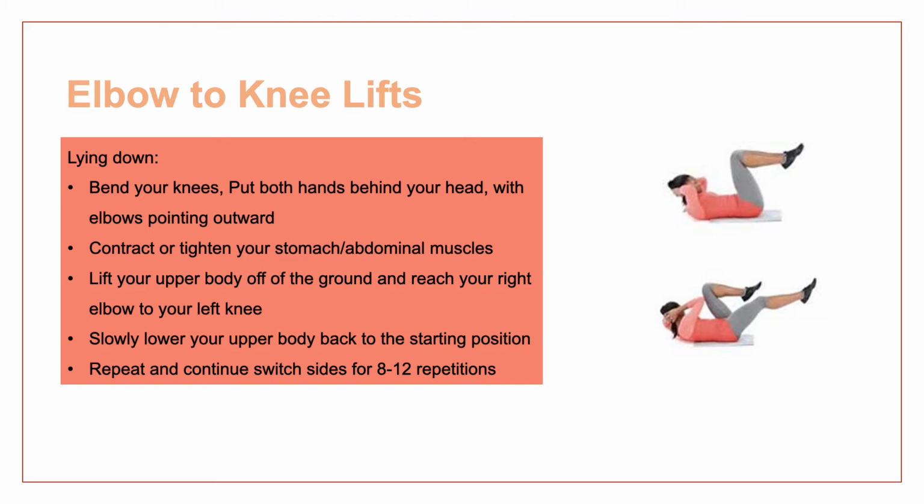Next, elbow to knee lifts. First, you need to bend your knees and put your hand behind your head, then tighten your abdominal muscles. Lift your upper body and reach your right elbow to your left knee. Then slowly lower your upper back to its starting position. You repeat and switch sides for 8 to 10 repetitions. This exercise strengthens the abdominal muscles, arms, and legs.